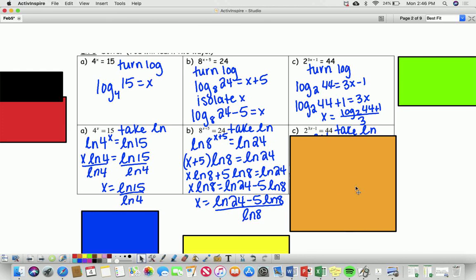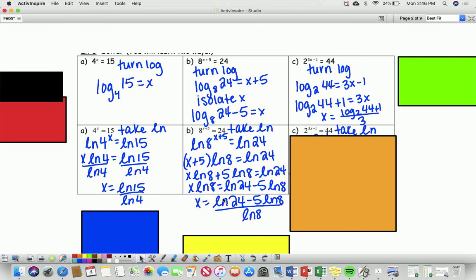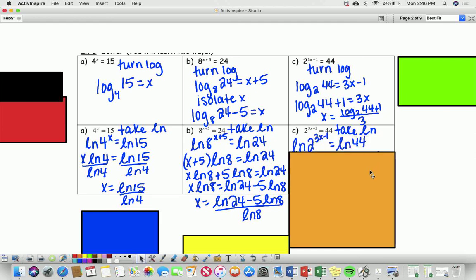So then for C, by the way, same thing, right? 24 minus 5. If that was my m, that one's on top. There it is, ln 24 minus 5. 8, those are my 8s. Okay, so part C. Natural log both sides. There we go. Bump the exponent to the front.